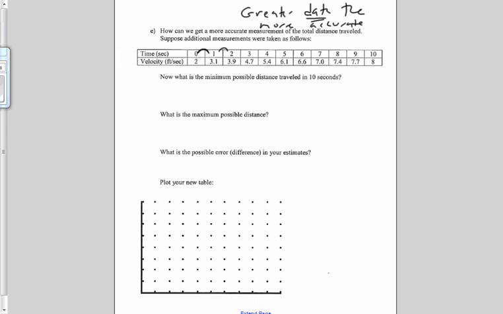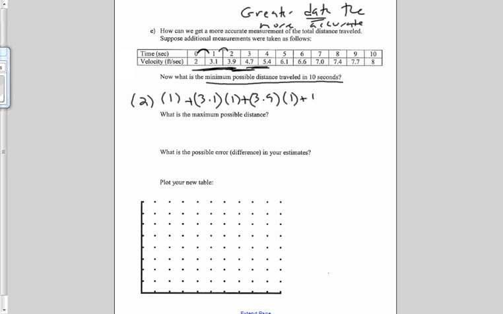So if we wanted to find out the minimum possible distance, let's do this without graphing. So between 0 and 1 second, the minimum velocity there is 2. And then between 1 and 2 seconds, the minimum velocity there is 3.1. And we're doing that for 1 second. So continuing on, between 2 to 3 seconds, the minimum velocity is 3.9 for 1 second. And then from 3 to 4, the minimum velocity is 4.7 for 1 second.